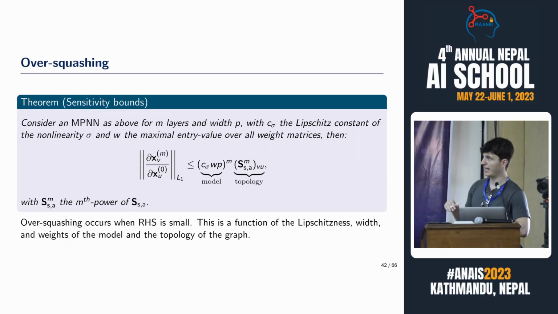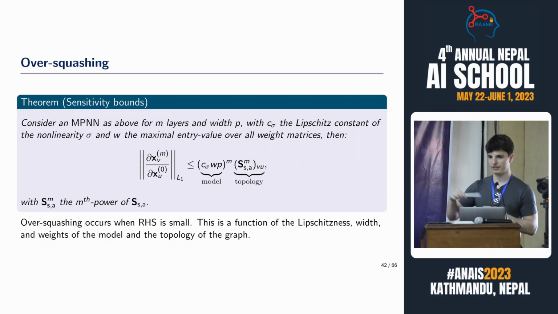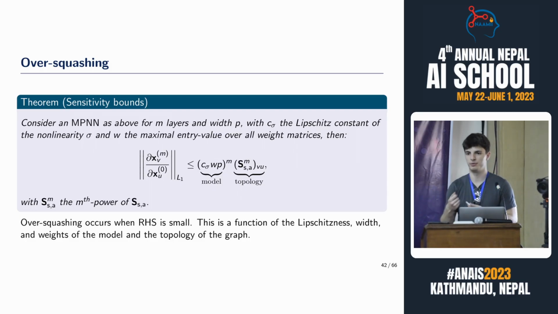Consider an MPNN with m layers and a width p. So p is the hidden dimension of this graph neural network. And sigma is the Lipschitz constant. I think Jacob mentioned this, but the Lipschitz constant gives you a bound on the derivatives of this function. If a nonlinearity has a big Lipschitz constant, it means that at some point there's a big derivative somewhere. In general, Lipschitz constants of nonlinearities are like 1. With ReLU, the Lipschitz constant will be exactly 1, because the highest value of the derivative of ReLU is 1.